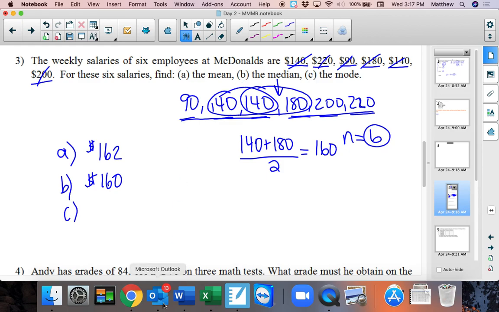140 shows up twice. So 140. Recall, if one of these other values, like 90 or 200 or 220, if there was another one of those, then there would be 2 modes. But here, 140 shows up twice, and it's the only number that shows up more than once.